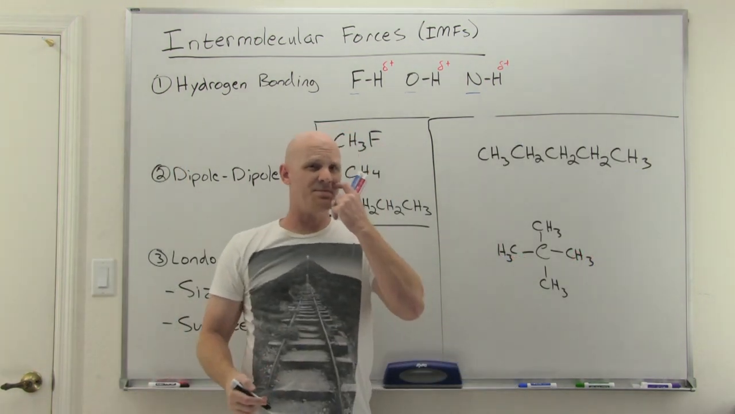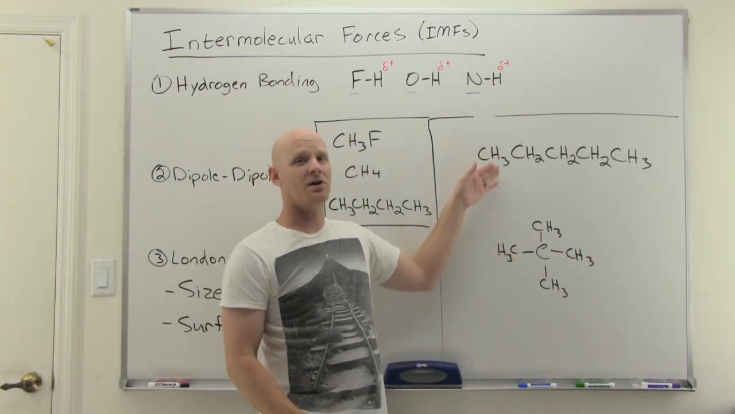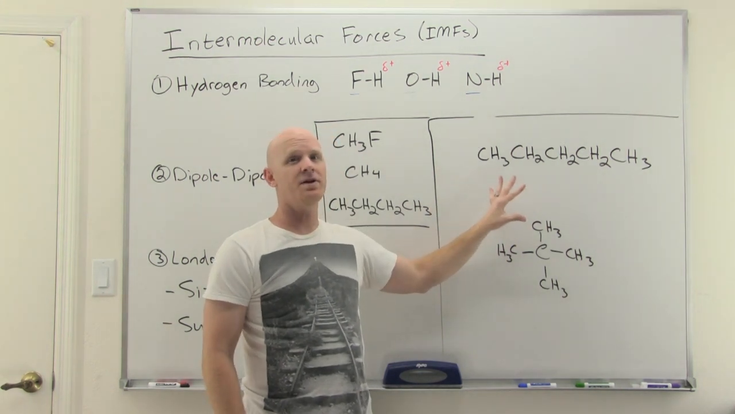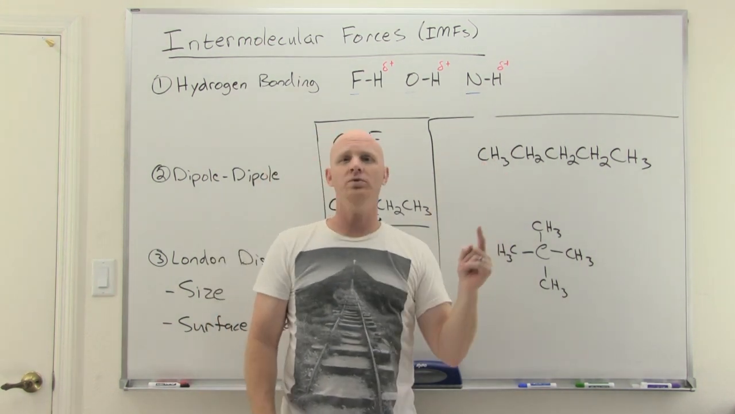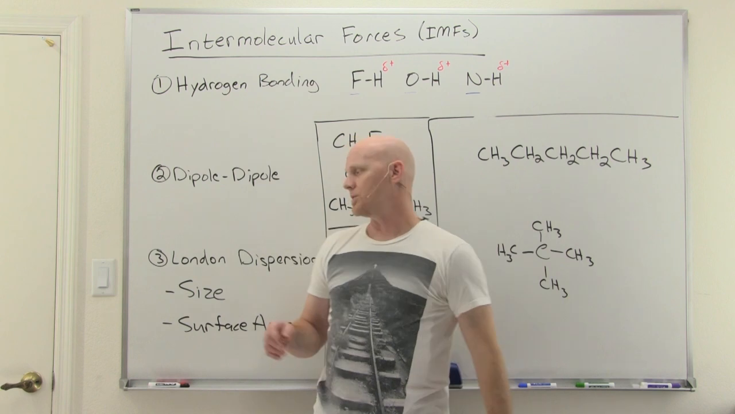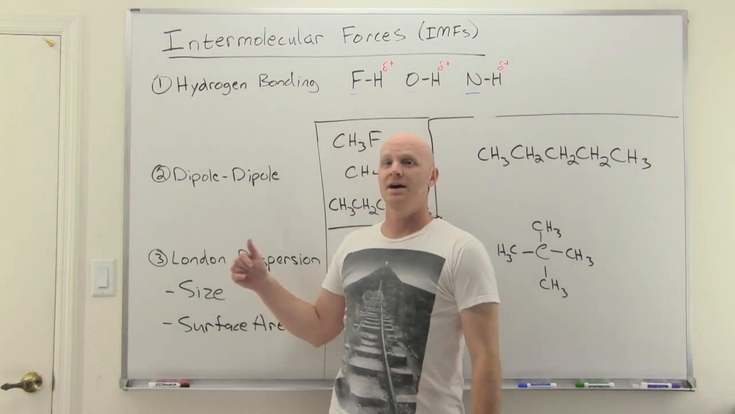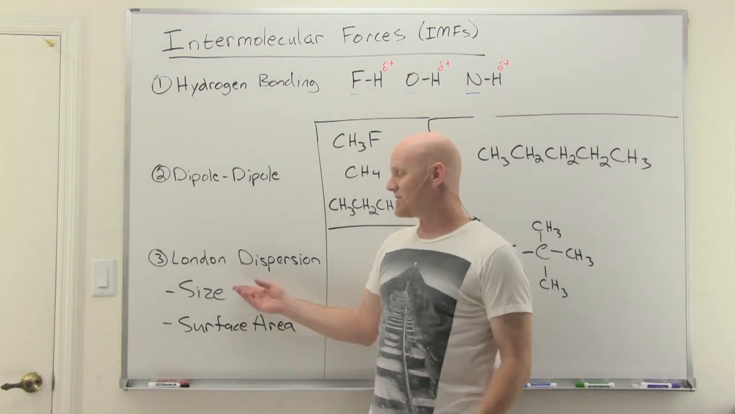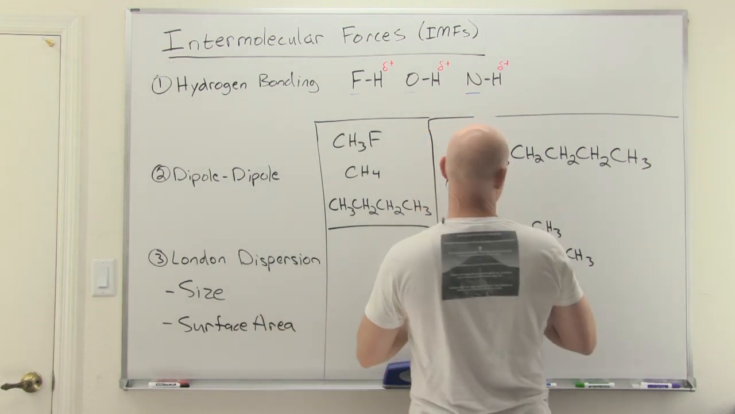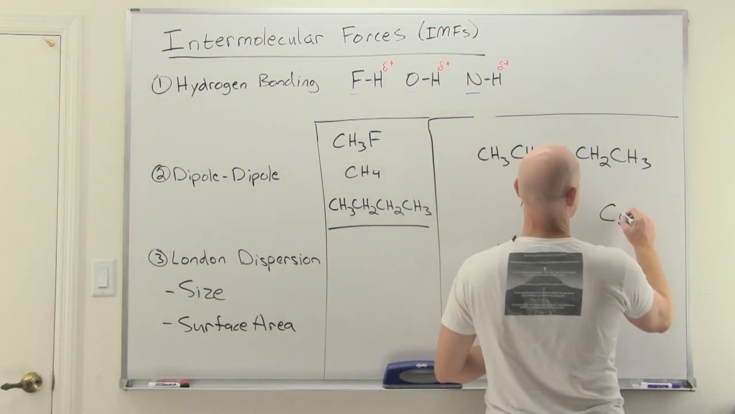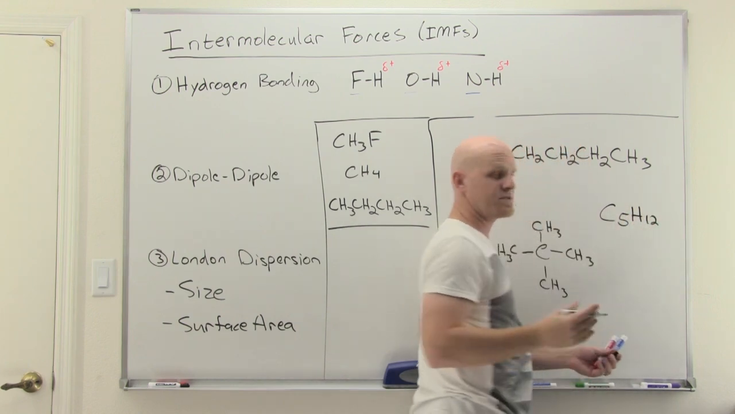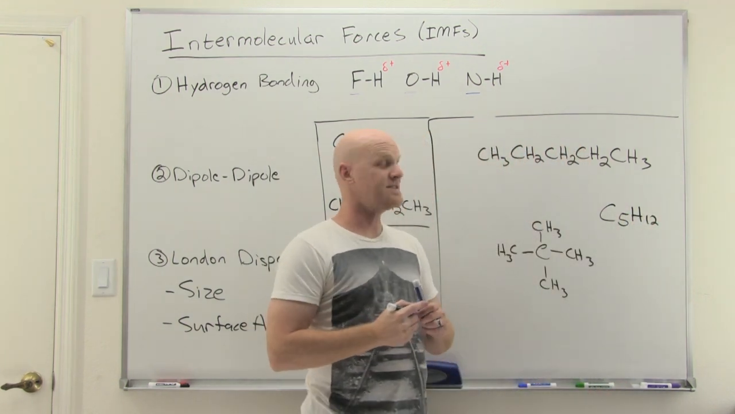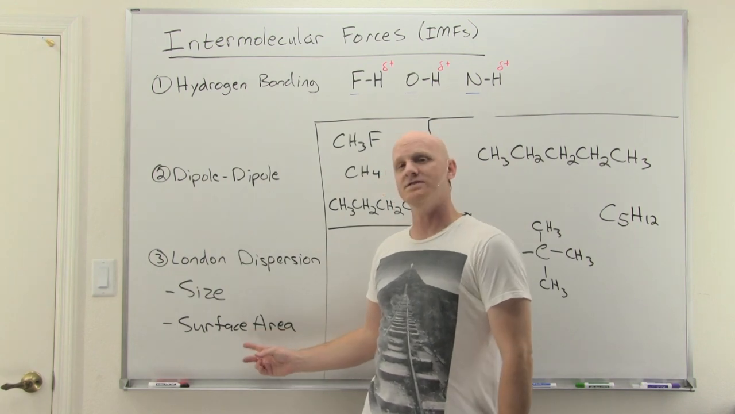Cool, so one last little tricky comparison here, and I chose two hydrocarbons specifically because they're both nonpolar. And if they're both nonpolar, what's the only intermolecular force they have? Hopefully you said London dispersion forces, and that is totally true. And so we want to compare their size and surface area, and usually it comes down to size. However, these guys are isomers. They both have the formula C5H12, and they both have a molecular weight of 72. They're identical, but it's going to come down to surface area then.